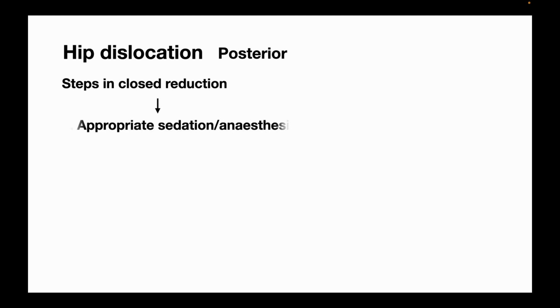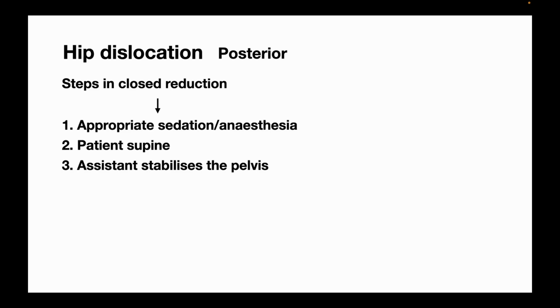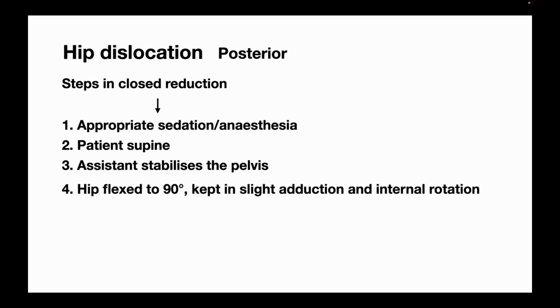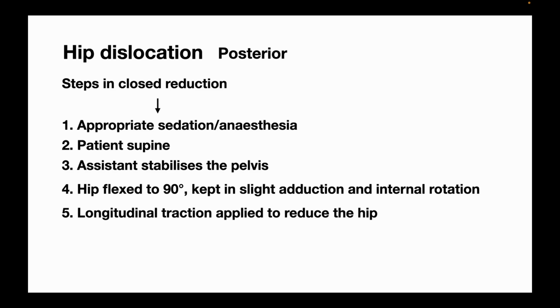The patient is appropriately sedated or anesthetized, placed in a supine position while the assistant stabilizes the pelvis. The surgeon flexes the hip to 90 degrees, moves the leg to slight adduction and internal rotation, and a longitudinal traction is applied firmly to reduce the hip. Skin traction is applied. Check X-rays are taken to confirm the reduction.